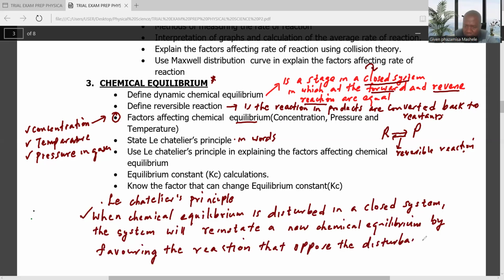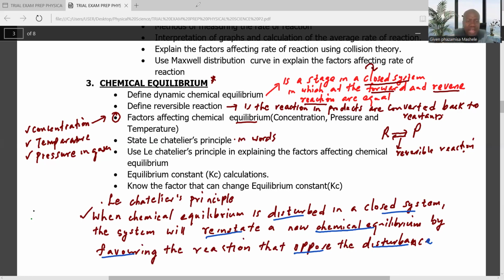So you need to be able to state Le Chatelier's principle in words, ladies and gentlemen, which states that when chemical equilibrium is disturbed in a closed system, the system will reinstate a new chemical equilibrium by favoring the reaction that opposes the disturbances. It's very, very important.